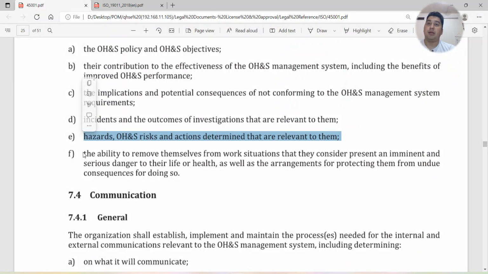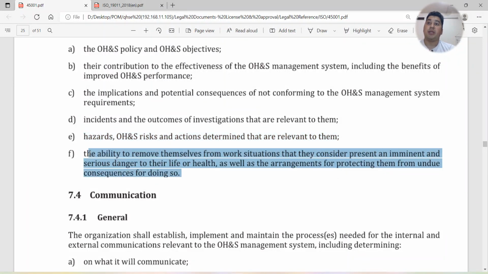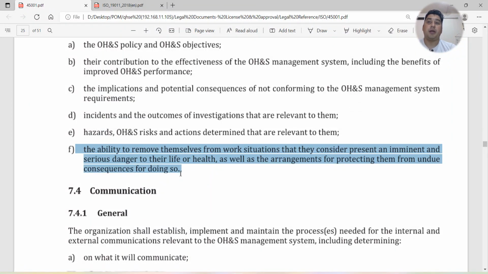The ability to remove themselves from work situation that they consider present an imminent and serious danger to their life or health, as well as the arrangements for protecting them from undue consequences for doing so. So they should be aware of that, and you need to communicate that if they feel unsafe in any work conditions or any situation, they have the full right to remove themselves from that situation and any work environment. So these things you need to communicate also.